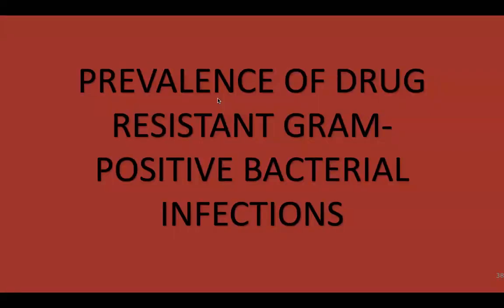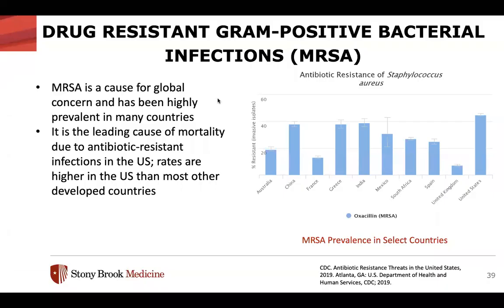So now I'm going to talk about prevalence of drug-resistant gram-positive bacterial infections, now that we've talked about an overview and what multi-drug resistant gram-positive and gram-negative organisms exist. First we have MRSA. MRSA is a cause for global concern. It has been highly prevalent in many countries. It is a leading cause of mortality due to antibiotic resistance.